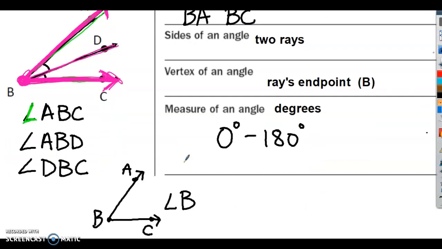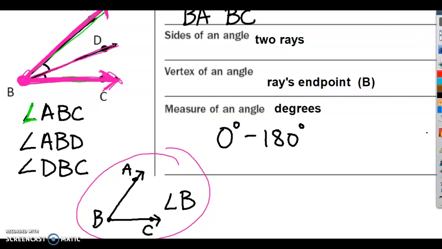Now this diagram I drew down here, if you've got an angle where I could just call that angle angle B, and everybody knows what angle I'm talking about, that would be an okay way to name that. But we want to get in the habit of naming angles. We're going to come into a lot of diagrams this year where you have to use 3 letters. So just get in the habit.